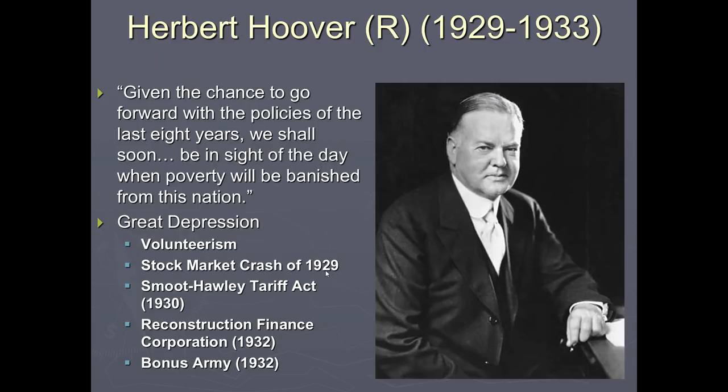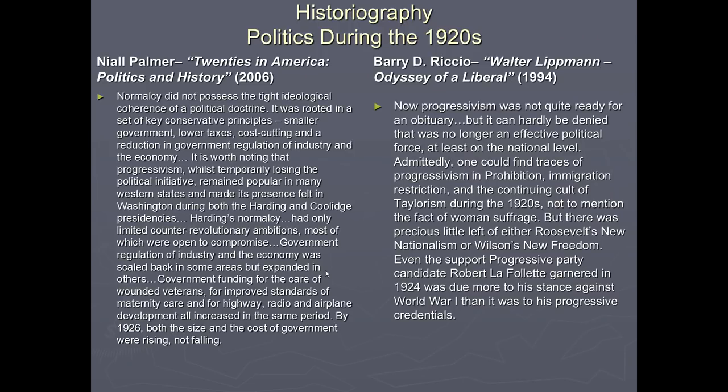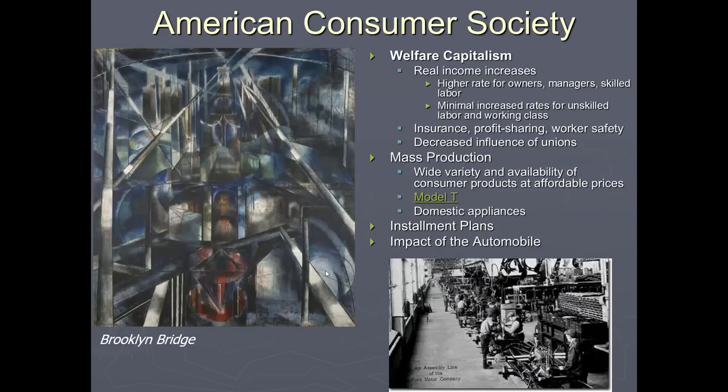And Roosevelt will put together the New Deal program, and that will somewhat offset the Great Depression, but it won't be until World War II and into the 1950s that we'll actually pull ourselves out of the Great Depression. But he had no answers to how to deal with the stock market crash, and so he took the brunt of the blame for the Great Depression. So here's more stuff that you can read about politics during the 1920s.